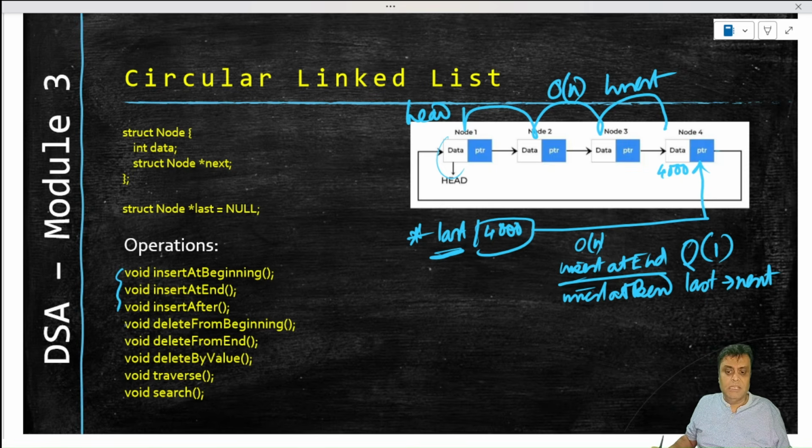Operations are similar. These are the three operations, same as that of the double linked list. And again the traversal and search. So remember that instead of head, we use the last. Some short question can come: which linked list do you use last in? You have to mention circular linked list.